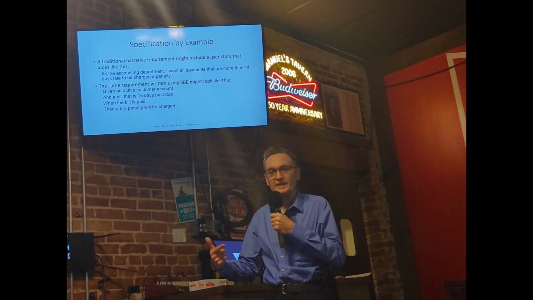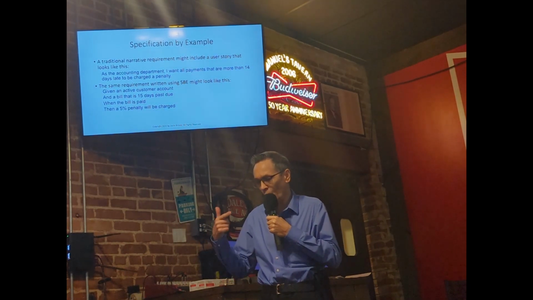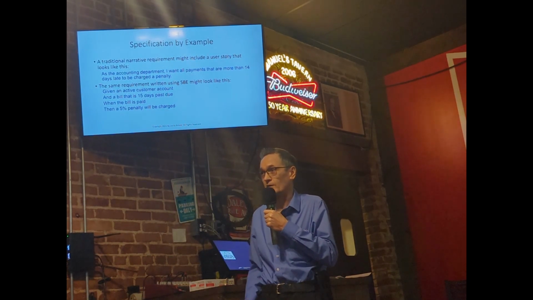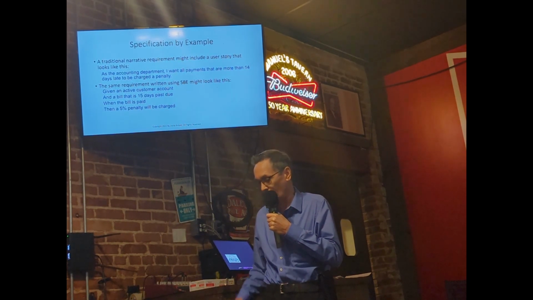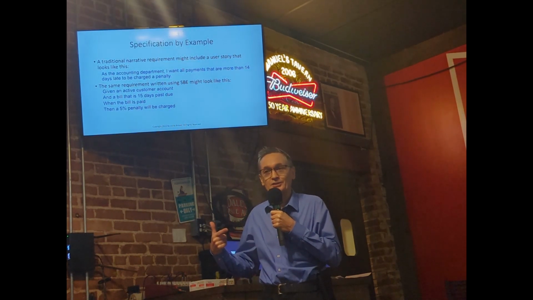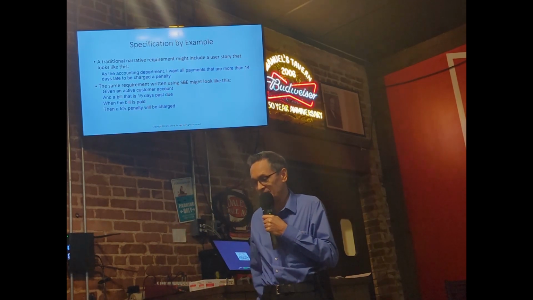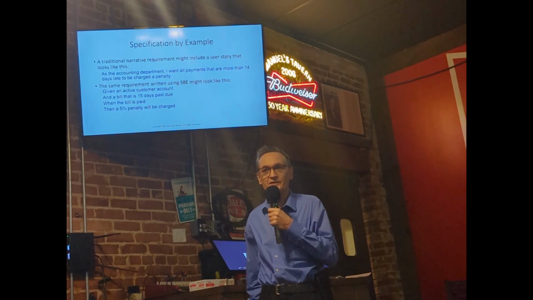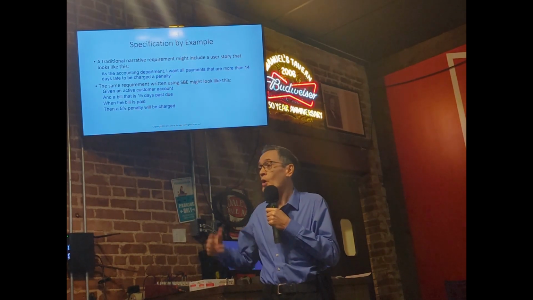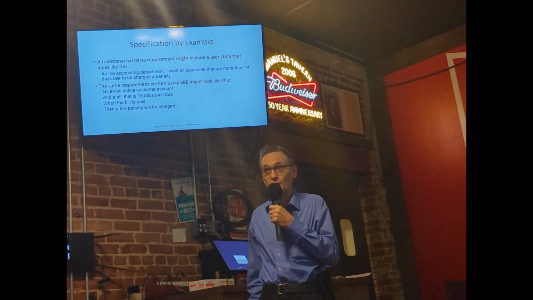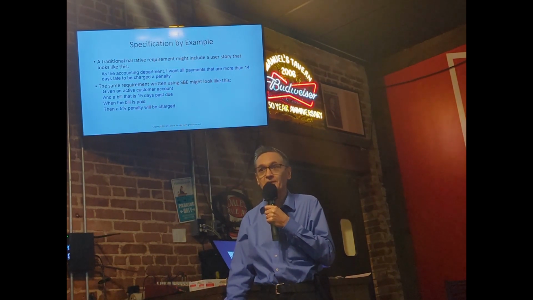The developer reads the requirement like this: when the bill is paid, that's an event that comes to my software, and I have to process it. The first thing I have to do is check the preconditions: given an active customer account and a bill that is 15 days past due. Then I have to create the expected result. What is the expected result? Then a 5% penalty will be charged.